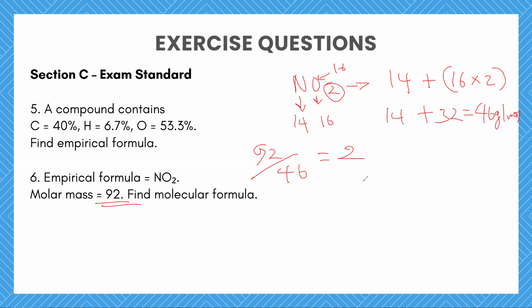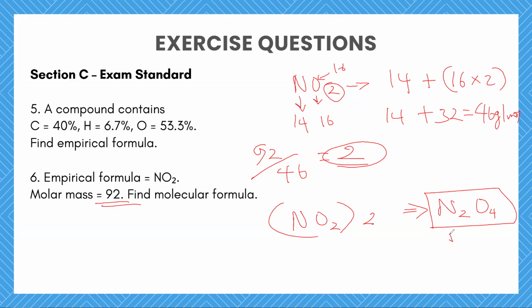And then the final step is to multiply the empirical formula by the result, which is 2. The empirical formula is NO2. When we multiply this by 2, we simply end up having N2O4. This, my friends, is the molecular formula of the compound.